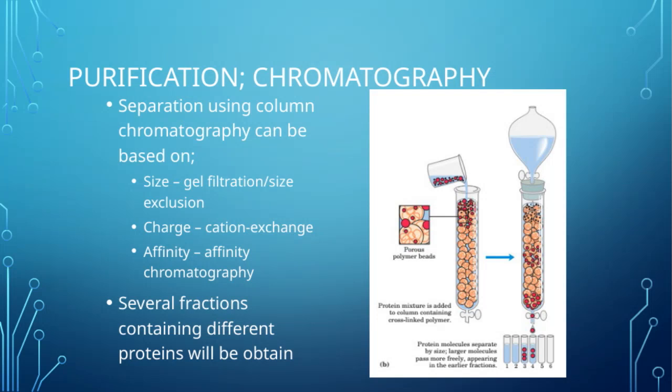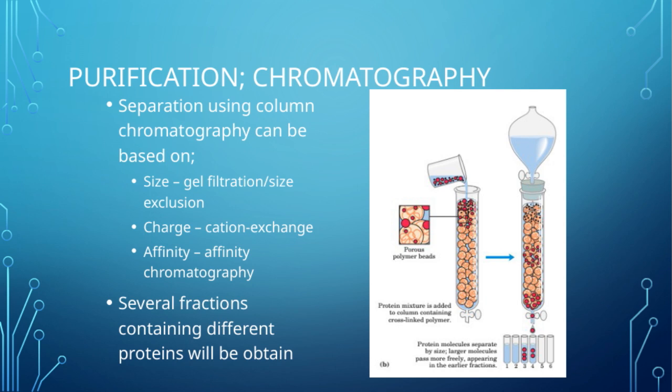Now, let's talk about how separation using column chromatography can be based on different properties of the molecules we're trying to isolate. First, size plays a crucial role. This is where gel filtration or size exclusion chromatography comes in. It separates molecules based on their size, with larger molecules eluting first because they don't enter the pores of the gel, while smaller ones take longer as they pass through these pores.